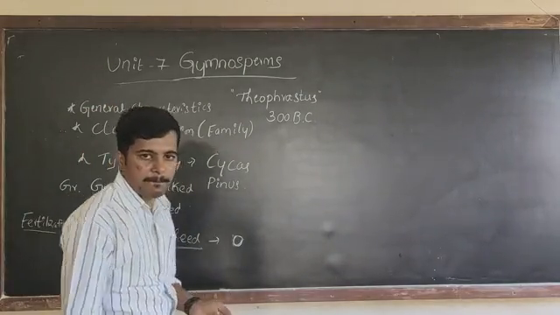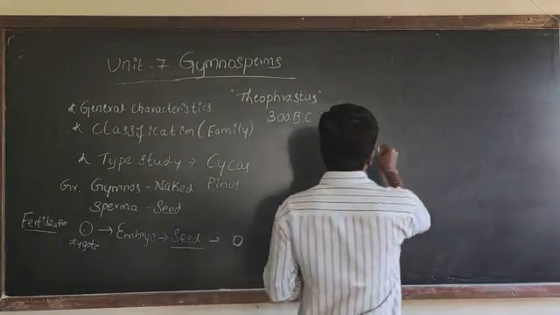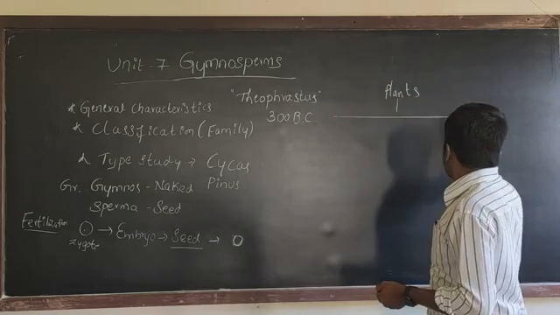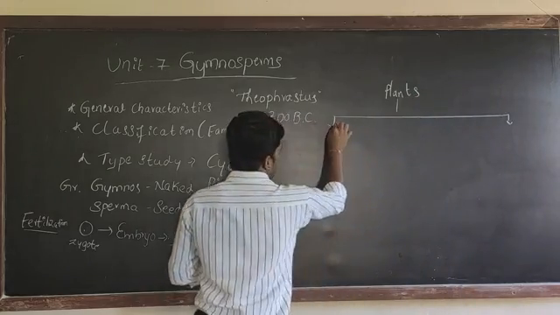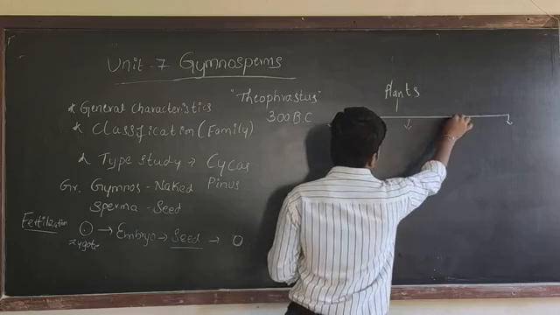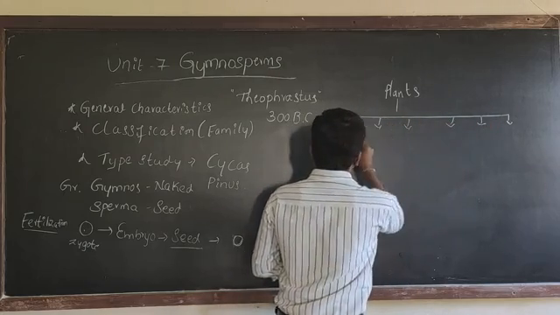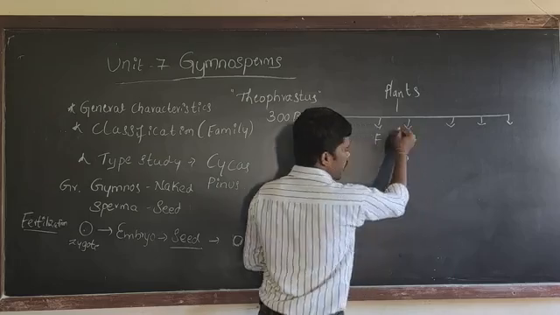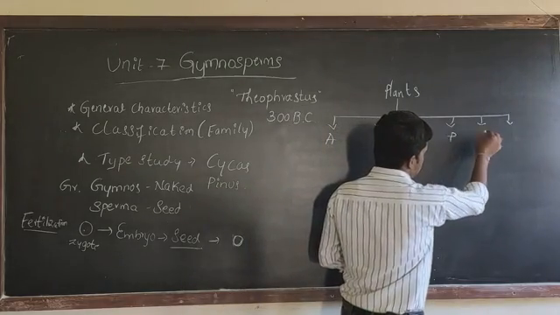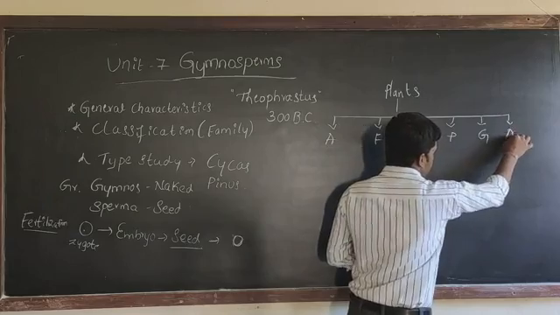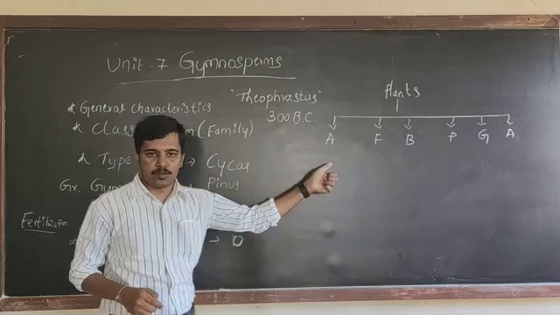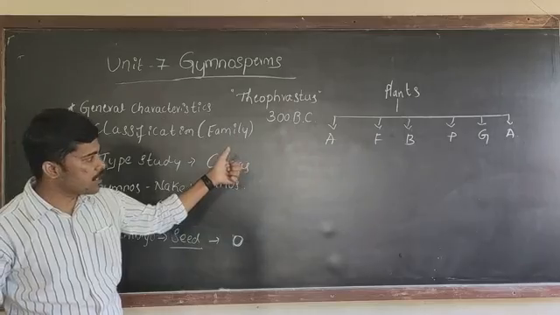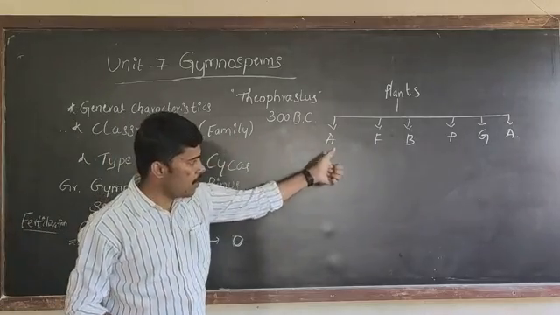If you look at the plant kingdom, plants are subdivided into 6 groups: algae, fungi, bryophytes, pteridophytes, gymnosperms, and angiosperms. In your previous classes, particularly in your pre-university classes under the plant kingdom chapter, you have studied in brief about all these groups of plants.